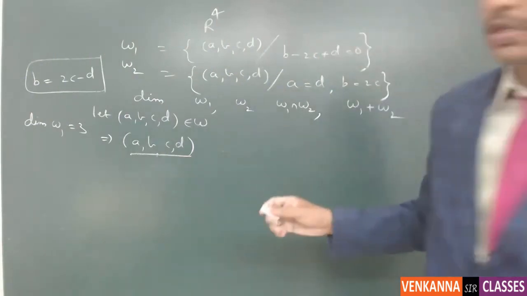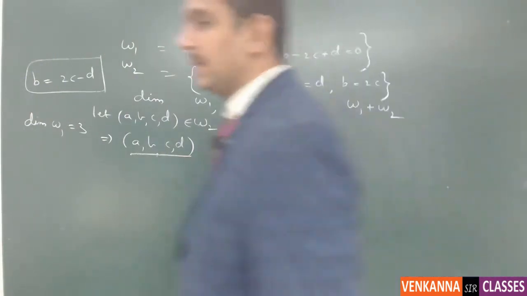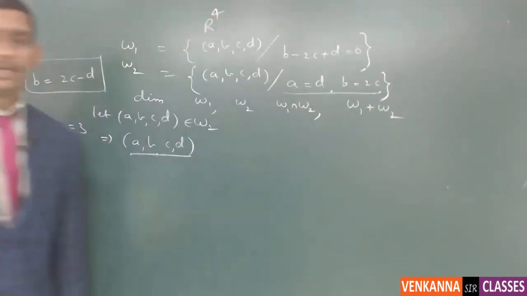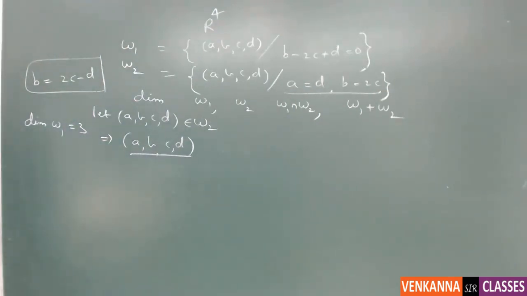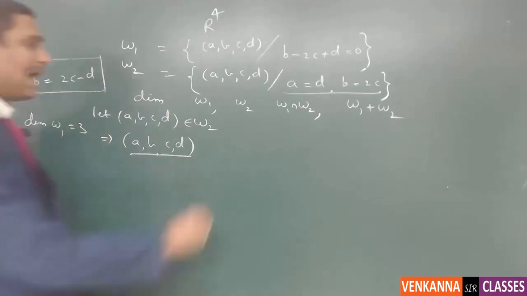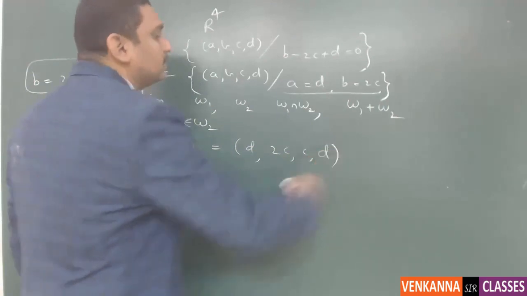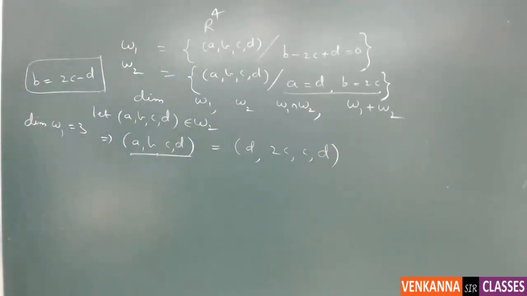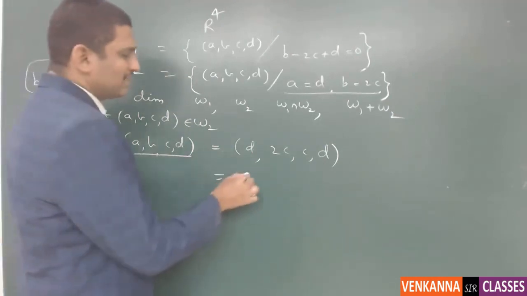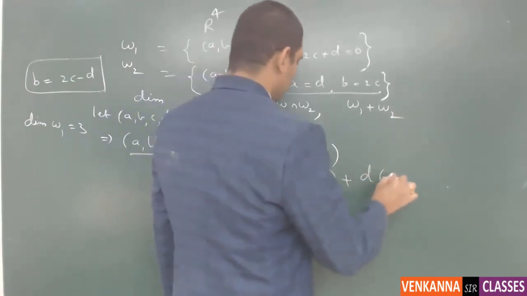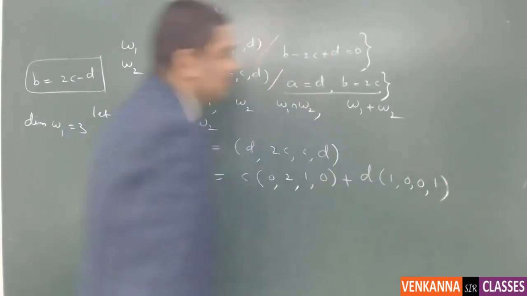Now I took a vector ABCD in W2. Now whenever you take ABCD, the values of ABCD will satisfy this condition: A is equal to D and B is equal to 2C. So using that, I can write A is equal to D, B is equal to 2C. Substituting the respective values here, if you take the values as common, C(0, 2, 1, 0) plus D(1, 0, 0, 1). Accepted?